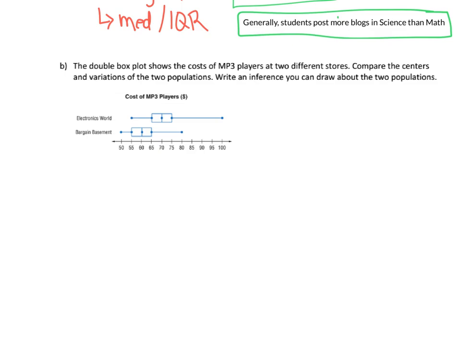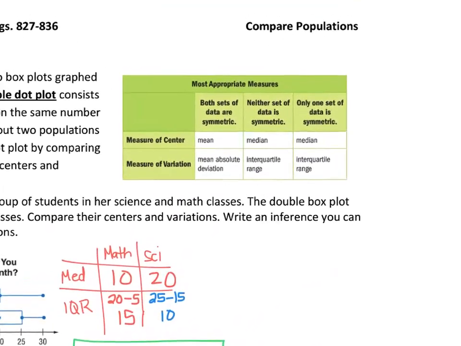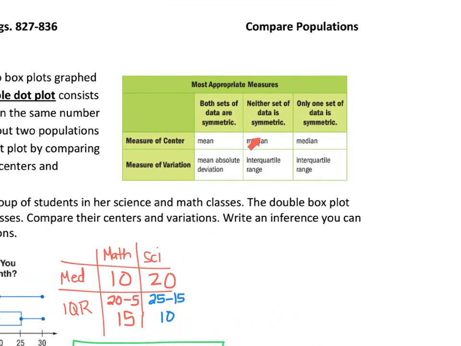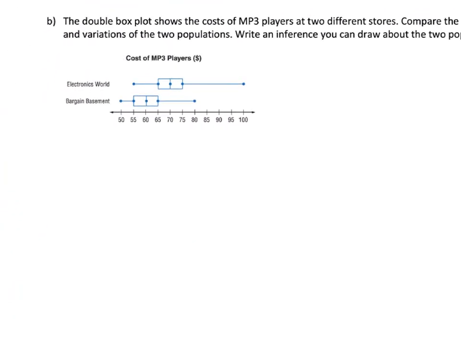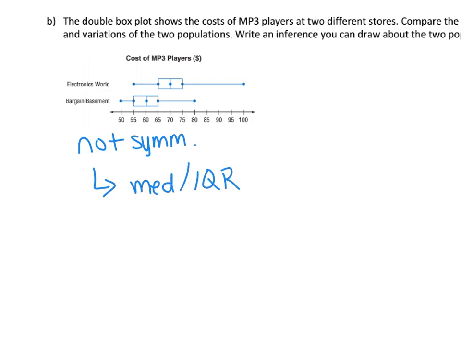Because they're not symmetric, again, if we take a look at our table, neither is symmetric. We are going to use the median and interquartile range. Again, I'm going to jot down a note for myself. Not symmetric. Therefore, median and IQR. This way you know why you're choosing what you're choosing.